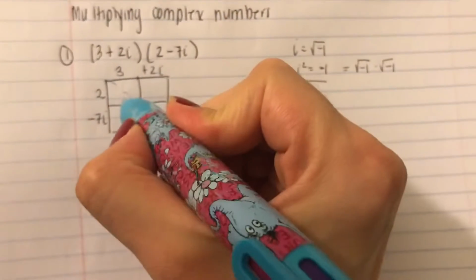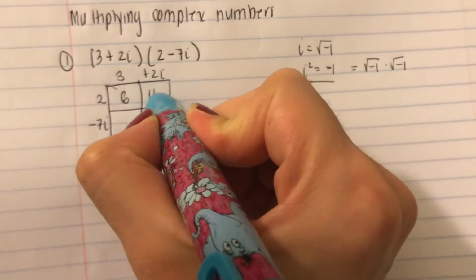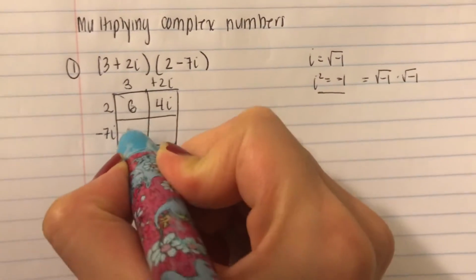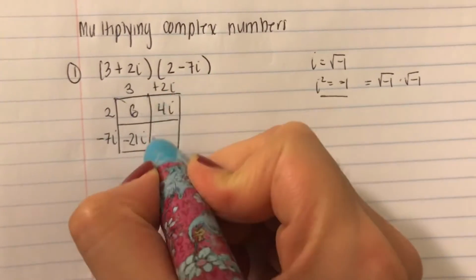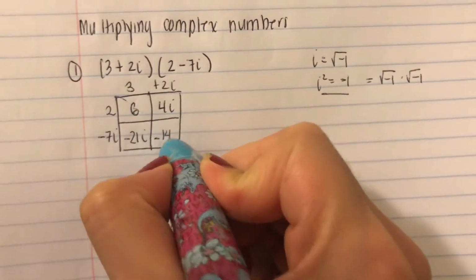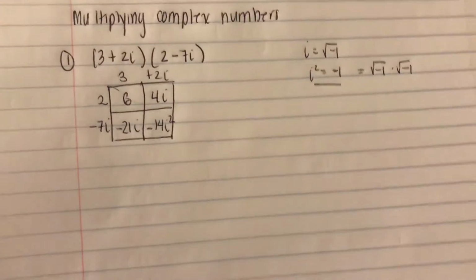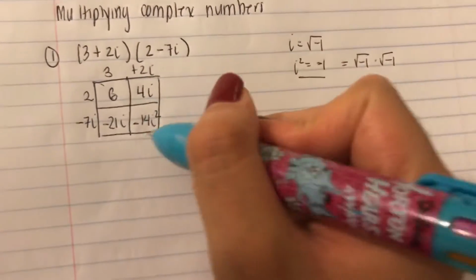3 times 2 is 6. 2 times 2i is 4i. 3 times -7i is -21i. And then 2i times -7i is -14i squared. And now what I have to do is combine like terms inside my box.